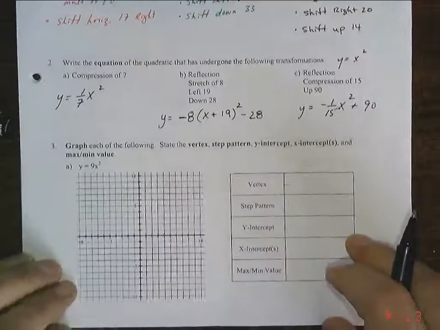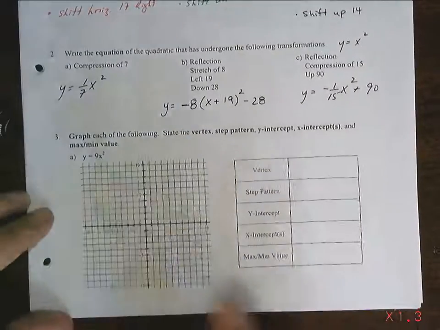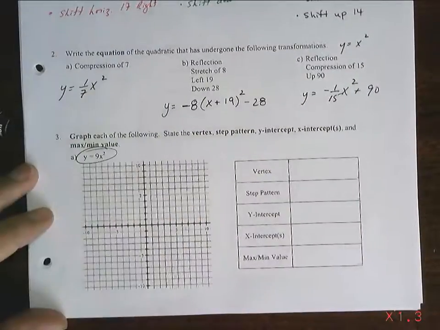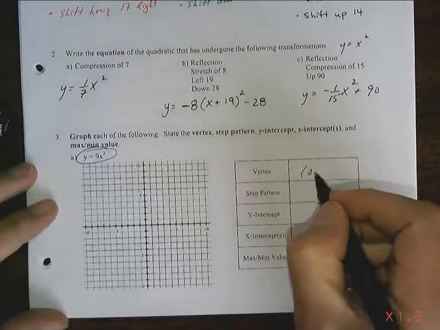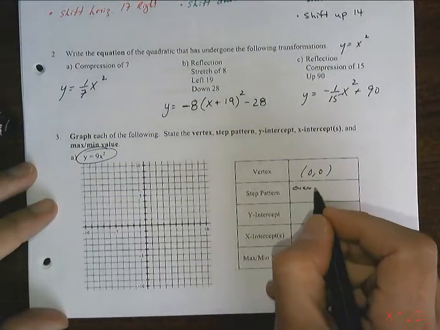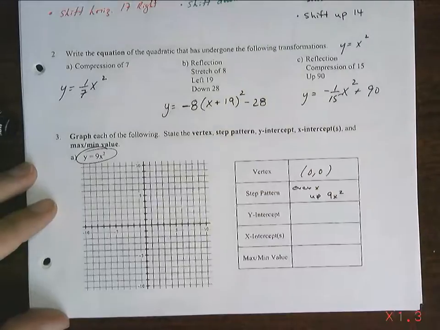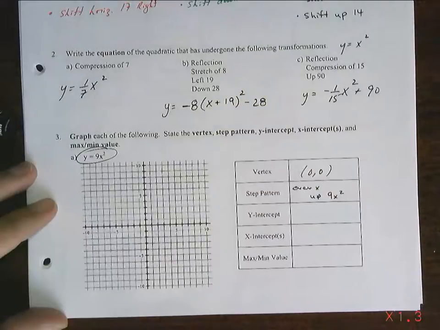Graph each of the following. State your vertex, your step pattern, and so on. So this is a fairly straightforward one, 9x squared. So it's a vertical stretch, which means that my vertex doesn't change. It's still going to be 0, 0. My step pattern is over x, up 9x squared. Because of the 9, it's a vertical stretch.